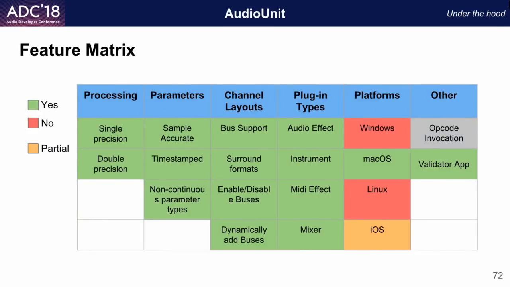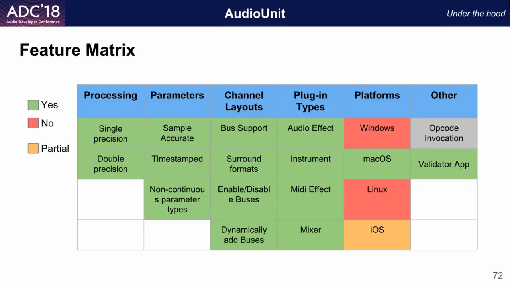Anyway, here's the feature matrix. A lot of green, right? So they learned from the mistakes of VST2. These parameters are all green now. They have incredible bus support and support for surround formats. And the reason why they have that is because they offer so many more plugin types, right? So you could have a mixer type, and a mixer type needs to dynamically create buses on the fly, right? You add tracks and add tracks to your project.